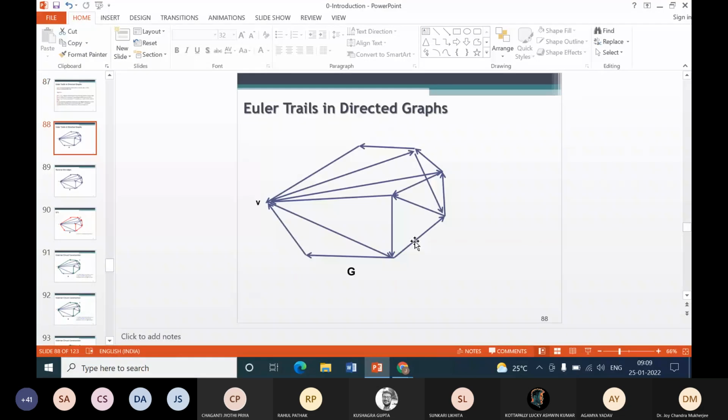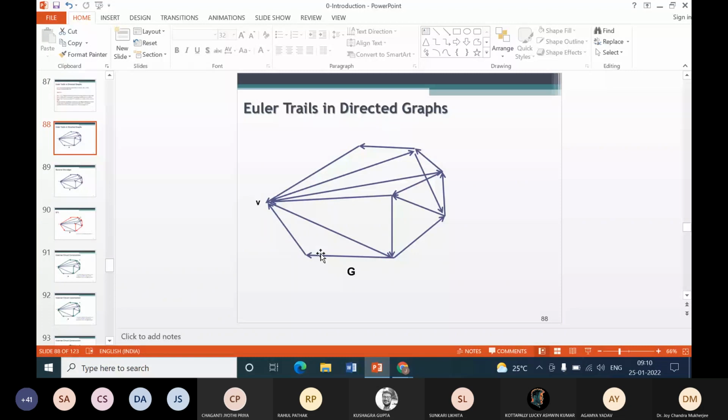So this is a directed graph and I take any arbitrary vertex V. I can take any one of them, but I take this vertex as V. For each vertex, if you notice, in degree equals out degree. For example, for this vertex, in degree is 1, out degree is 1. For this vertex, in degree is 2 and out degree is also 2. For this vertex also, in degree equals 2 and out degree equals 2.